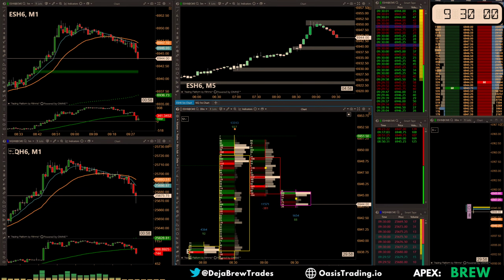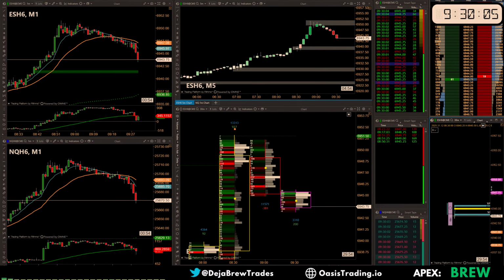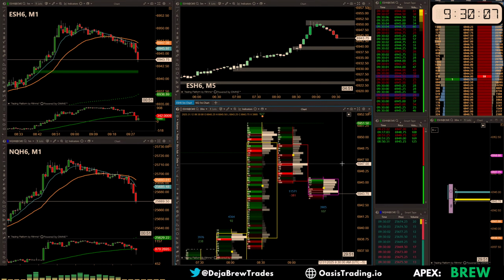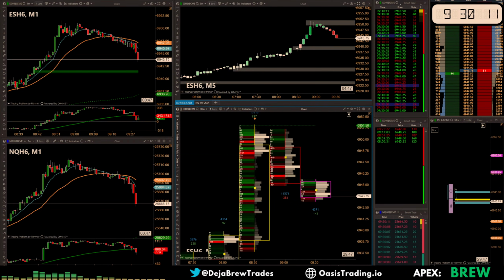Okay, still trying to break those 30-minute lows here. Trying to reject that pullback into value. So if those 30-minute lows continue to be taken out, just keep an eye on VWAP.